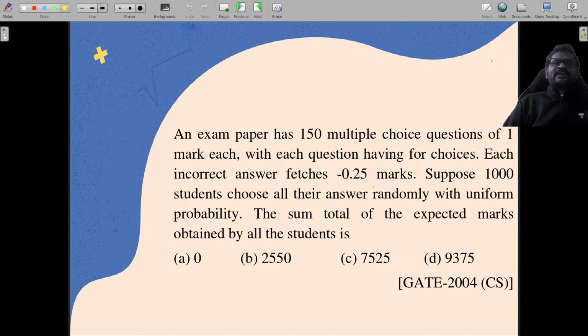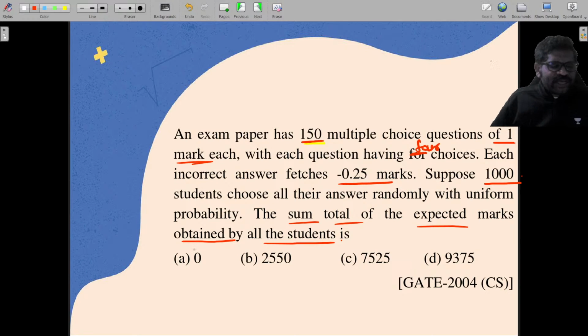In this problem, an examination paper has 150 multiple choice questions of 1 mark each with 4 options. Each incorrect answer fetches minus 0.25 marks. Suppose 1000 students attended the examination, they answer all the questions randomly. The sum of the total of their expected marks obtained by the students is? So here all 1000 students attended the examination and they have selected the options randomly. Then what are their total expected marks?